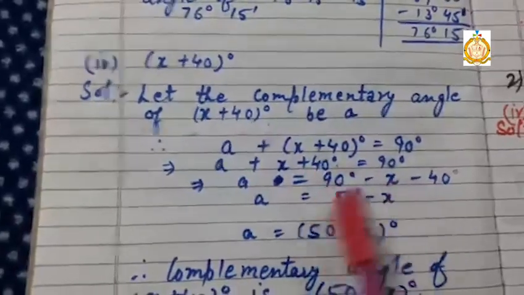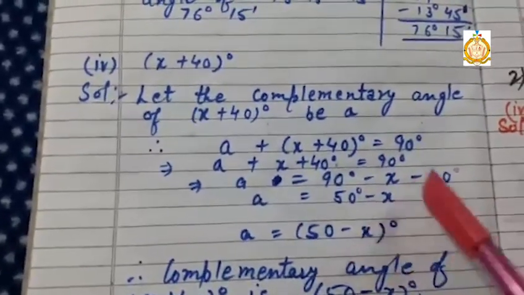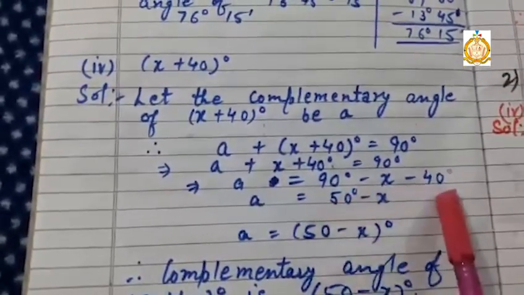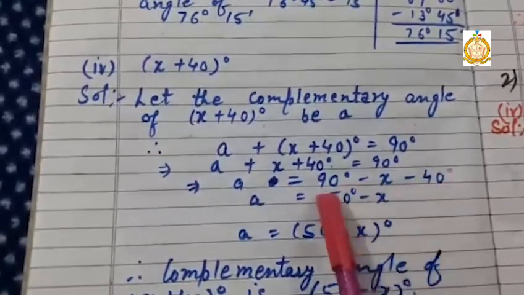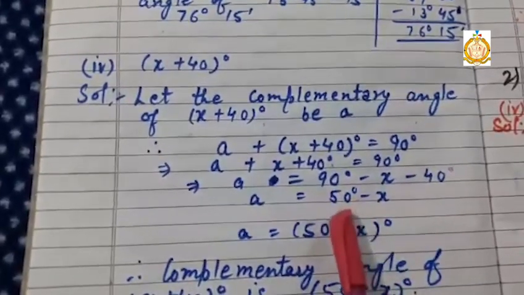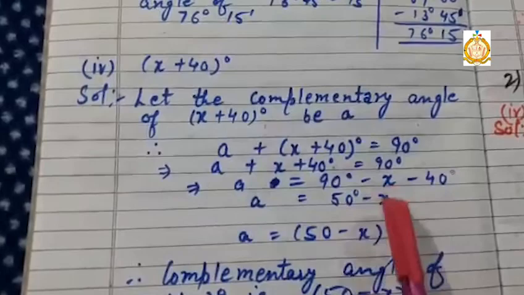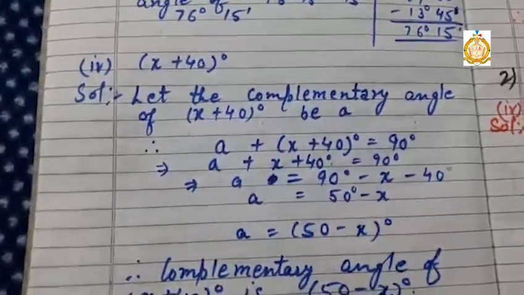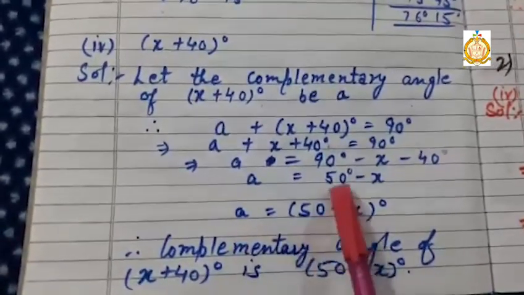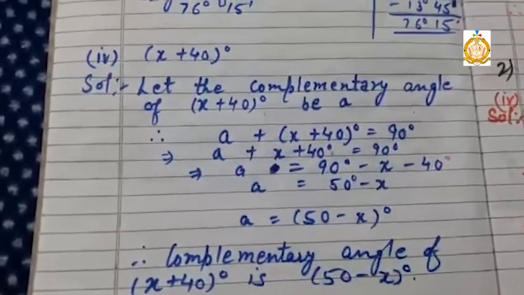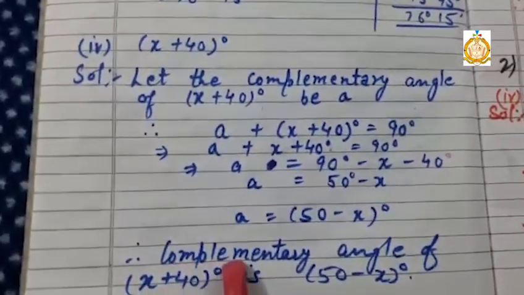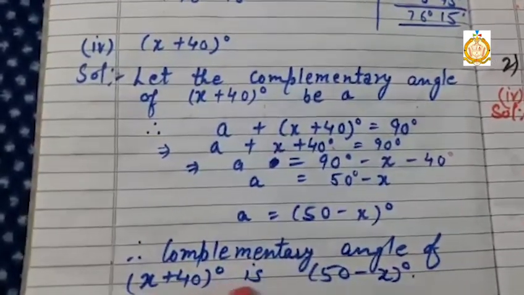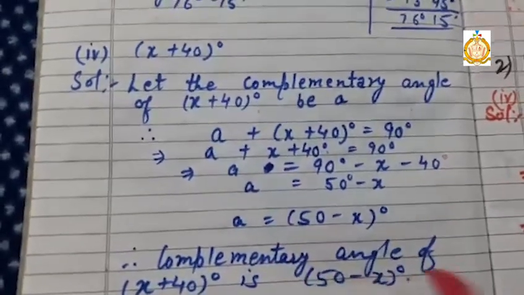Here, numerical terms are to be solved with numerical terms. So subtracting 40 from 90 you will get 50, and here minus x would remain as such. So the value would be 50 minus x degree. Therefore we may write that the complementary angle of x plus 40 is nothing but 50 minus x degree.